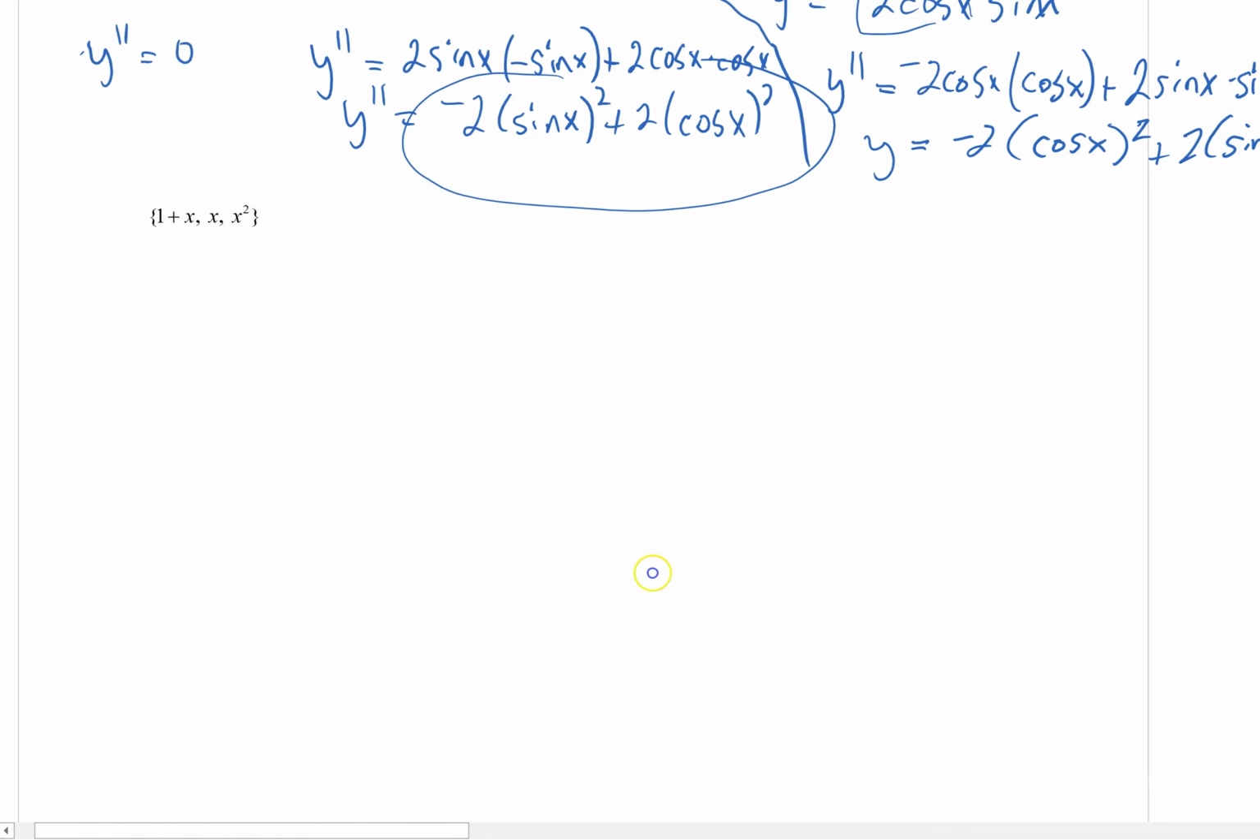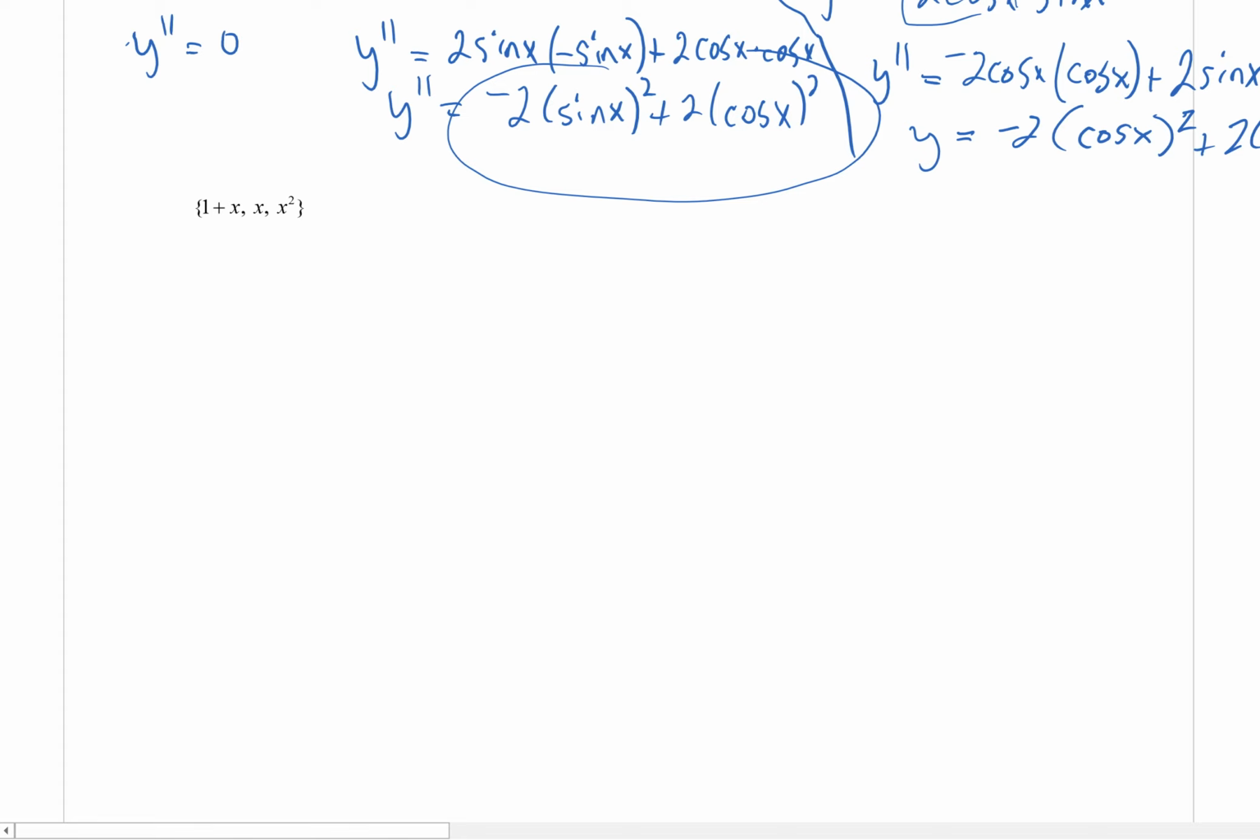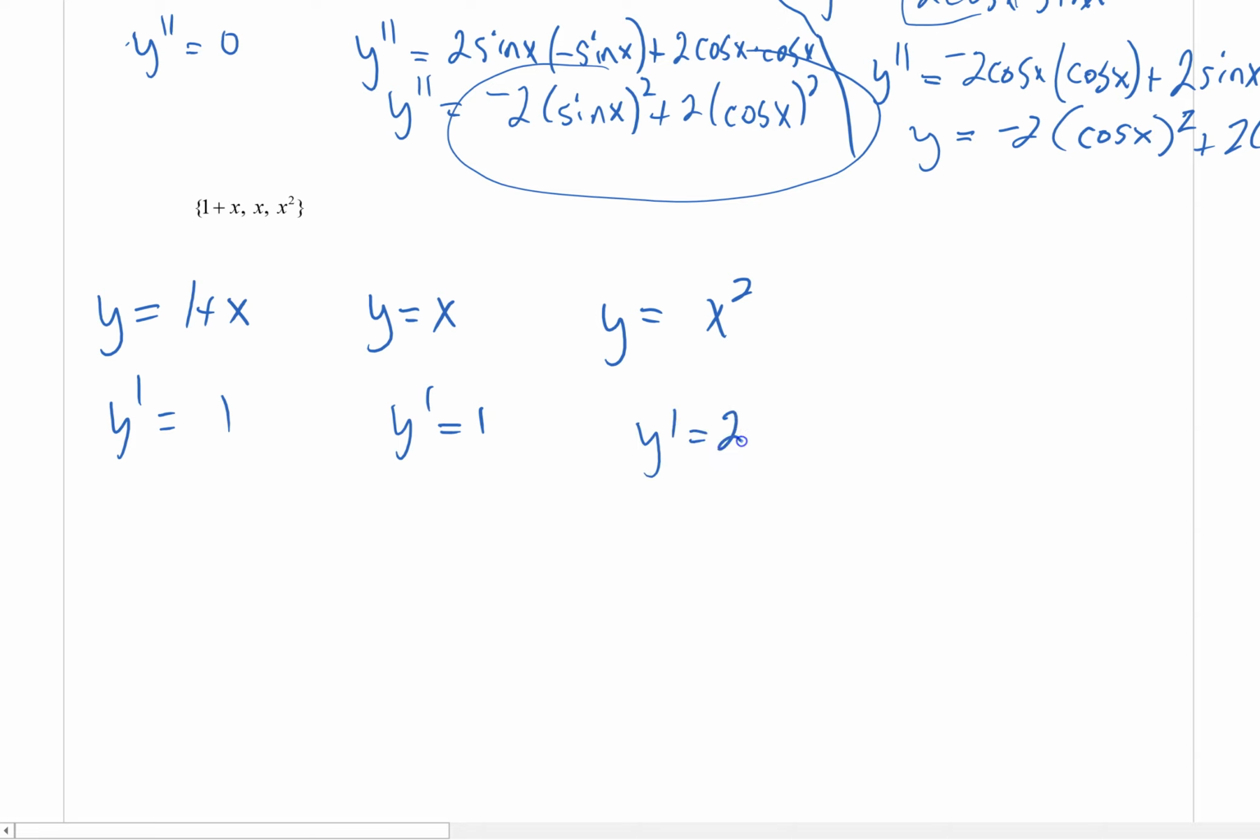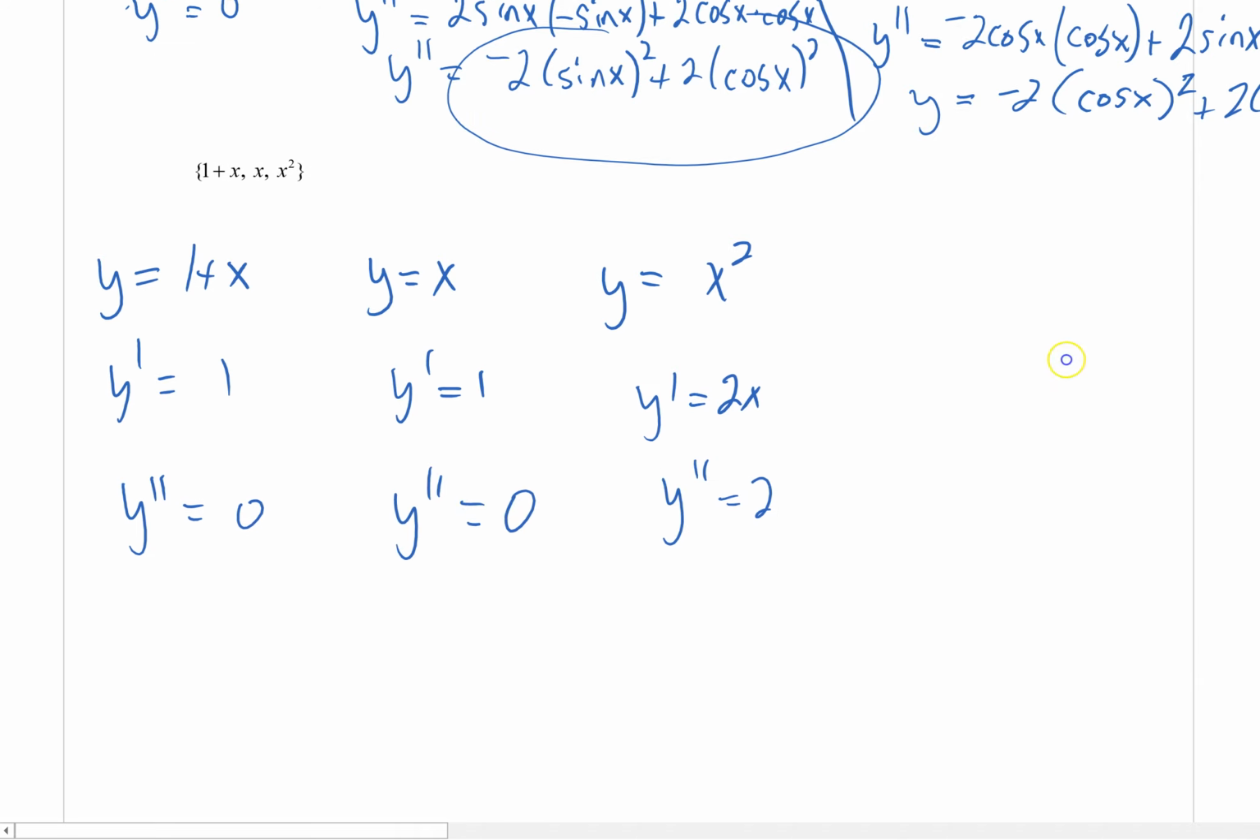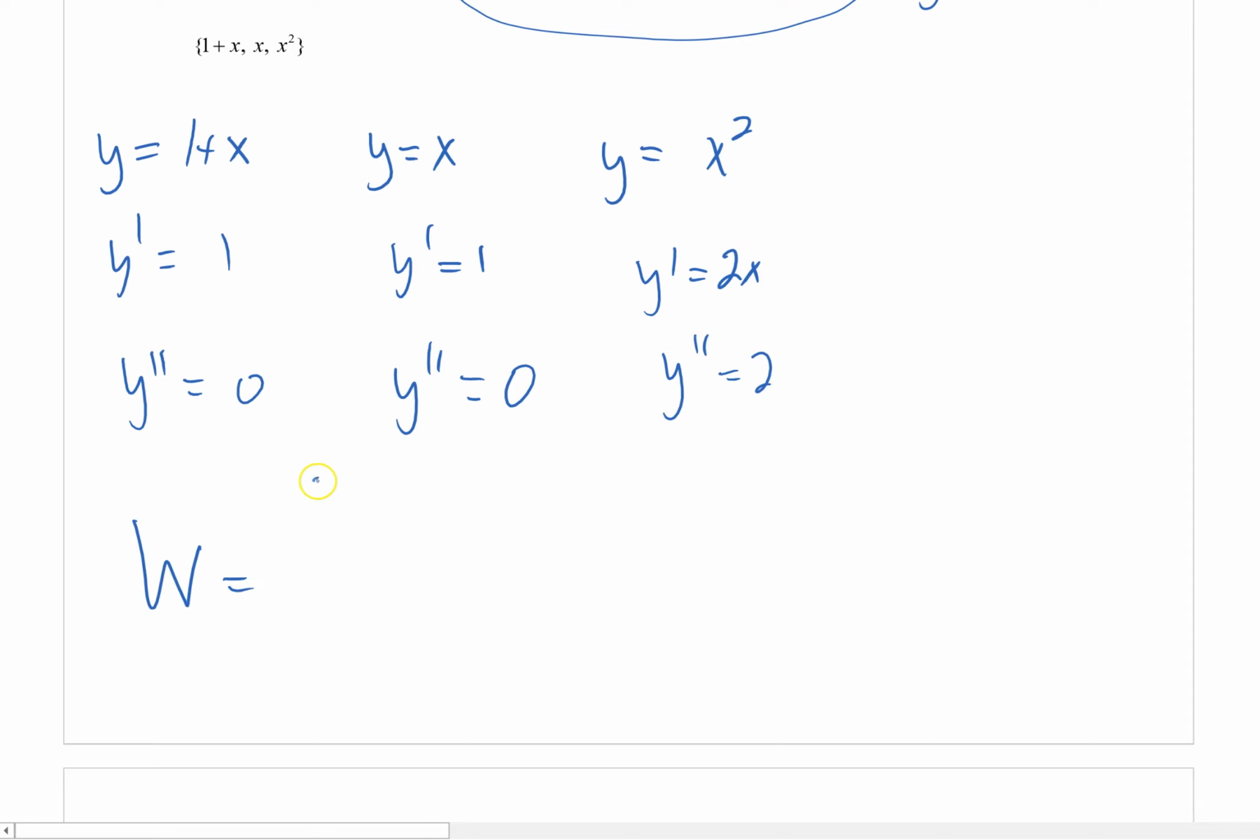I think the next problem is at least a little bit easier. I hope you're going to find it to be a little bit easier to type in, especially. You've got y equals 1 plus x, you've got y equals x, you've got y equals x squared. Y prime is just a 1, y prime here is just a 1, y prime here is a 2x, y double prime is going to equal a 0, y double prime here is a 0, y double prime would equal a 2. So what is our Wronskian going to equal?